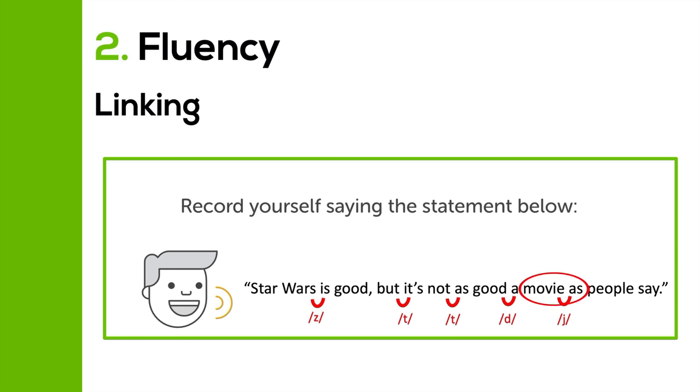So movie, of course, ends in a vowel, E, and as begins in another vowel, which is the schwa. When one word ends in a vowel and the other begins in a vowel, then we have to add a consonant in between. The consonant can either be ya, wa, or in British English, also ra. So in this example, movie-ya. Ya is the sound that links these two words.